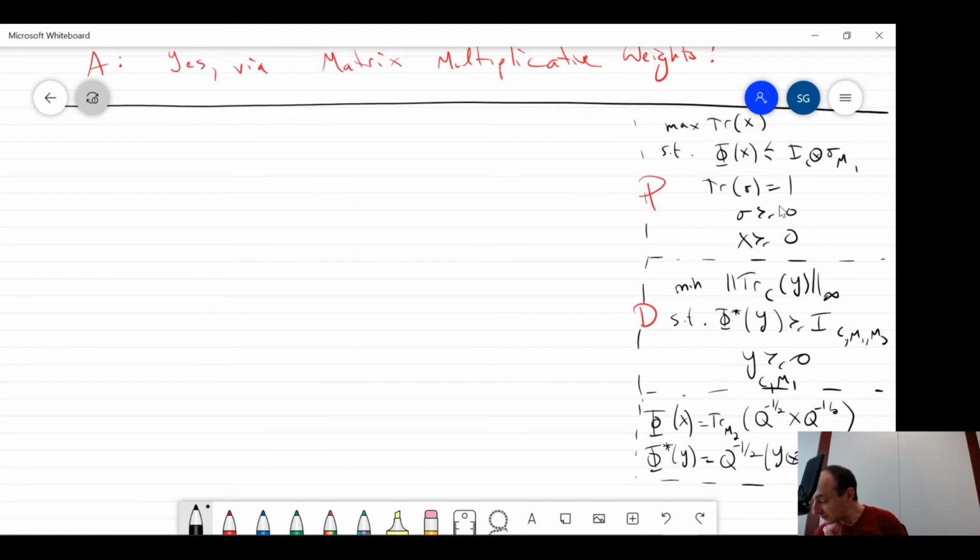So maybe the best thing for me to do is let me just write down the full SDP, and sorry, the full algorithm, and then we'll just parse it, okay? So this is algorithm 2. Okay, algorithm 2 of the notes. And this is basically multiplicative weights for QIP.